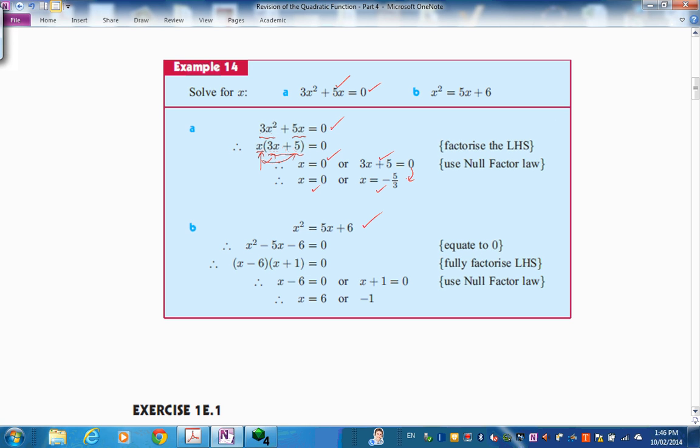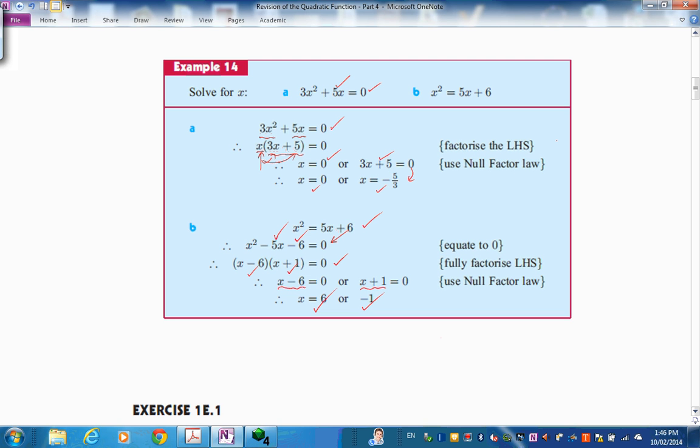This one looks a little bit different. Remember how important the null factor law is? So that means you have to get a product equal to 0. So get 0 on the right by subtracting 5x and subtracting 6 from both sides. Then we can factorise it. (x - 6)(x + 1) = 0. Therefore either x - 6 is 0 or x + 1 is 0. So x is 6 or x is -1.